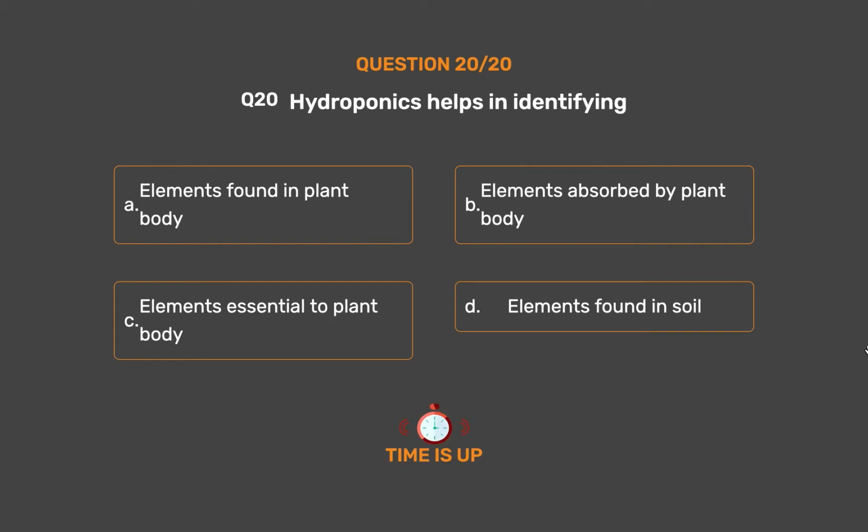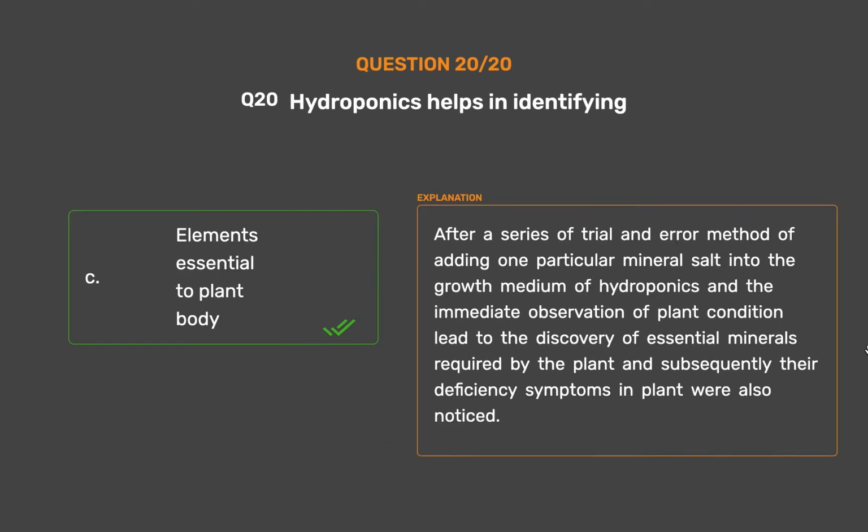The correct answer is option C. Elements essential to plant body. After a series of trial and error method of adding one particular mineral salt into the growth medium of hydroponics and the immediate observation of plant condition, it led to the discovery of essential minerals required by the plant, and subsequently their deficiency symptoms in plant were also noticed.